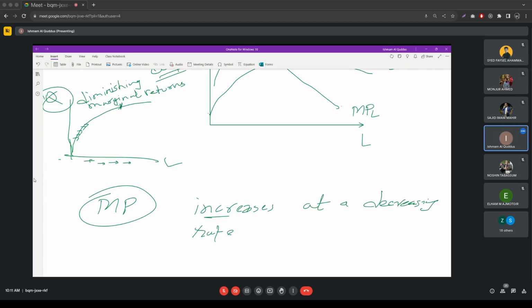Now, this indicates the level increment. So your output level-wise, it increases, so it's going up. However, if you look at the slope, it decreases. So after a certain point, if you want to increase the Q, you actually need to increase a lot of labor hours here, or number of workers. So this is the law of diminishing marginal returns.